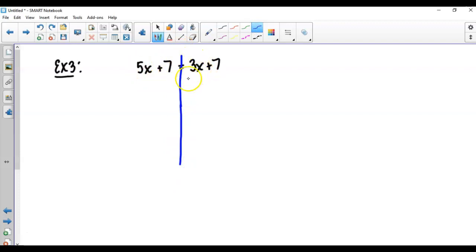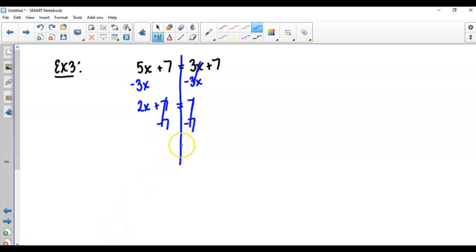We need to get the x's by themselves, so I'm going to subtract this 3x from the side, which means I also need to subtract the 3x from the other side. 5x minus 3x is 2x. I'm going to bring down that plus 7 and have a 7 over here. Now I'm trying to get that x right there by itself, so I'm going to subtract 7. And whenever I subtract 7, the 7's cancel over here. The 7's also cancel over here.